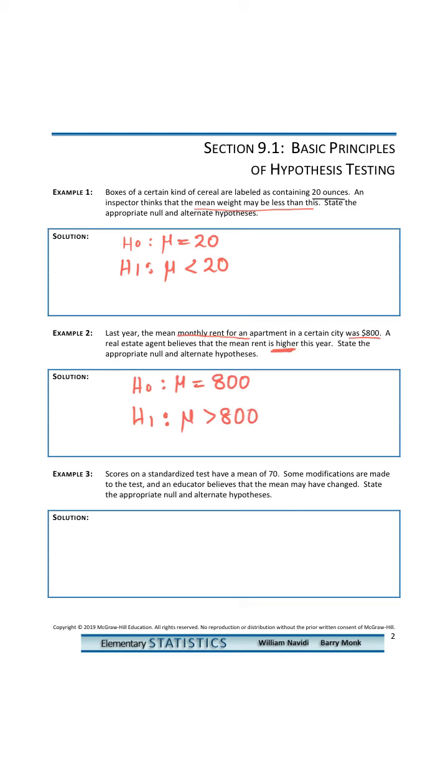In example 3, the mean of the test score is 70. The educators believe that after making some modification, the mean might have changed. They are not specifically saying whether it has increased or decreased. They are just saying the mean has changed. That means mu not equal 70. So your null hypothesis will be there is no change, so mu is equal 70. And the alternate hypothesis will be it has changed, so not equal 70.